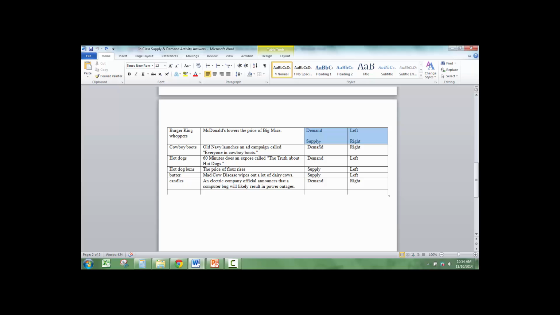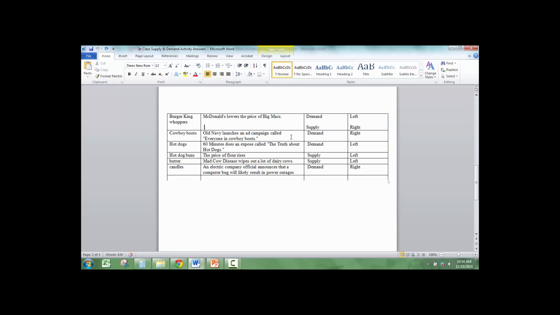Or you could say, as some people said, that McDonald's was going to supply more, but technically this is not really what my answer would be. I put it on here because I saw a lot of it. But really, demand would shift left for Whoppers.